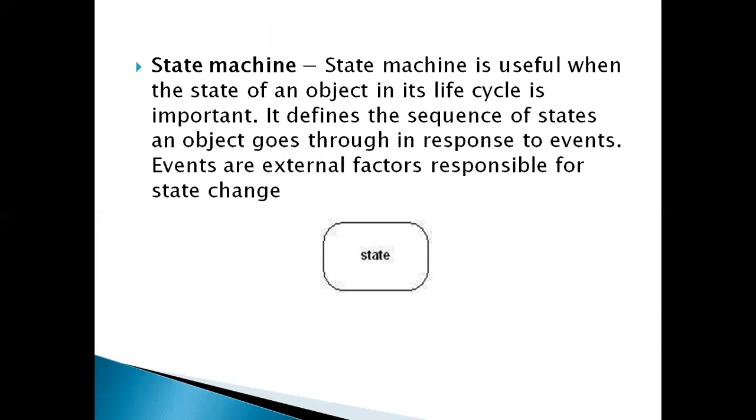State machine is useful when the state of the object in its life cycle is important. It defines a sequence of states an object goes through in response to events. Events are the external factors which are responsible for state change.